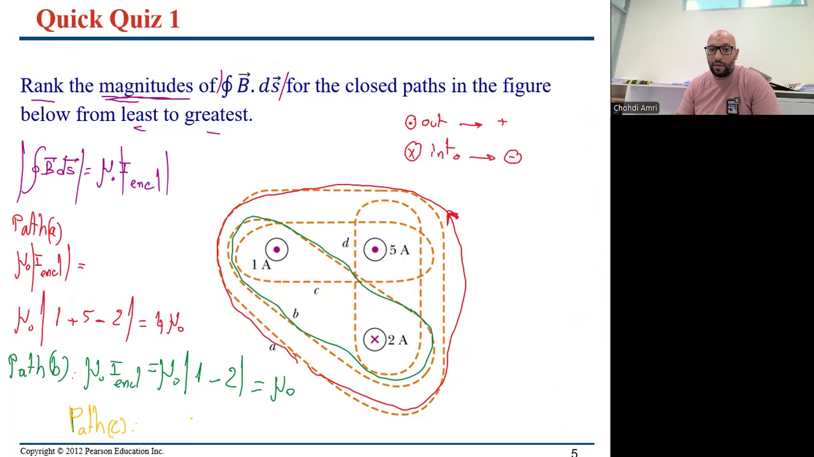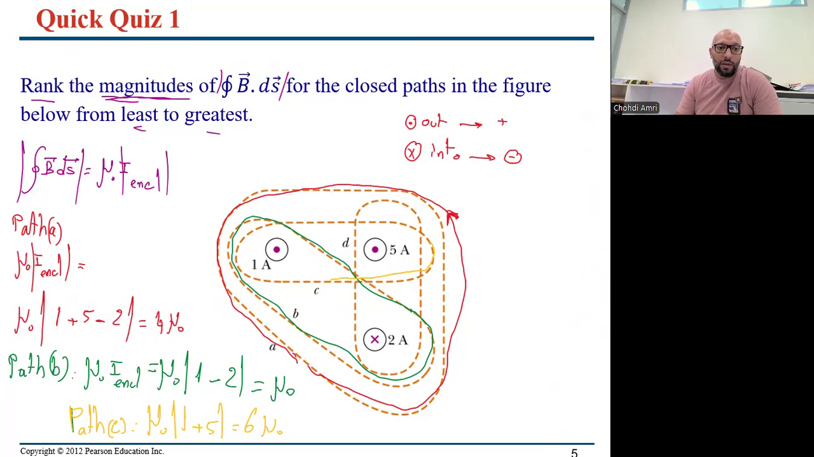For the path C, it's mu naught multiplied by the absolute value. What is C? Yes, this is C. It's enclosing 5 ampere out and 1 ampere out of the page, 1 plus 5. So it's 6 mu naught.